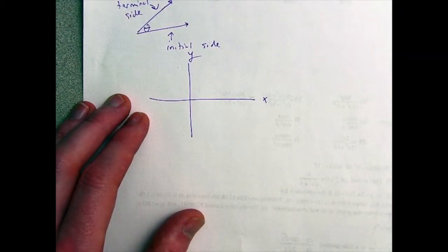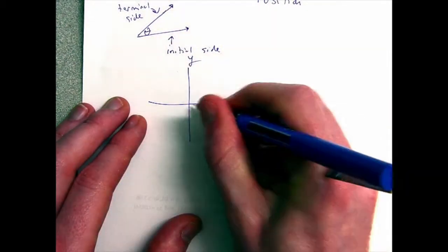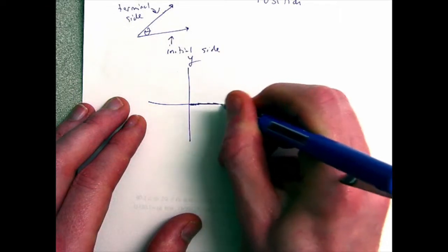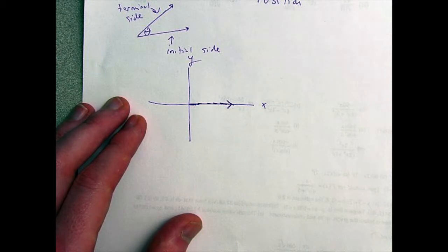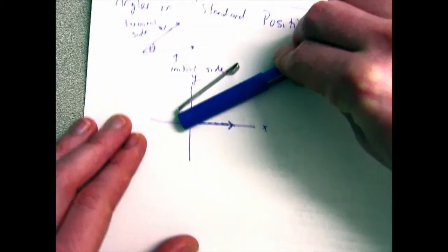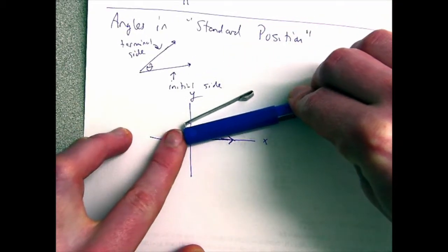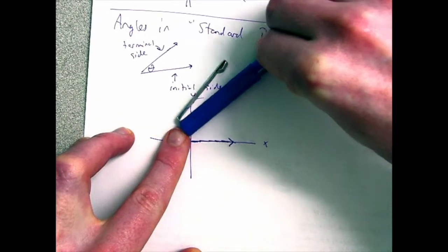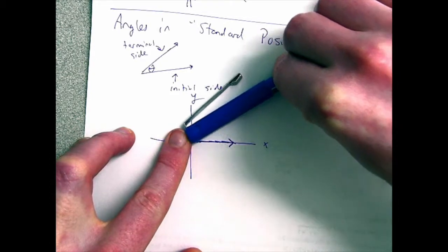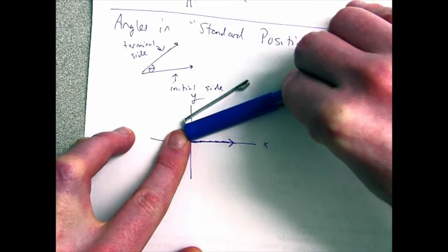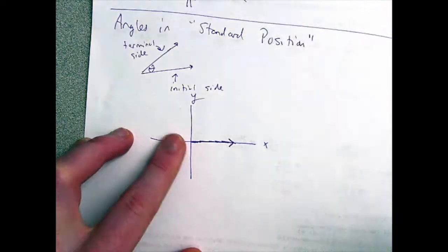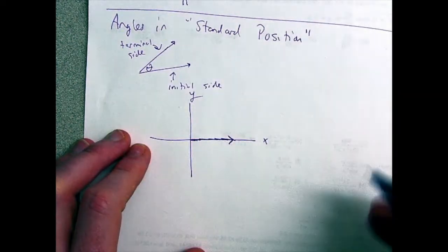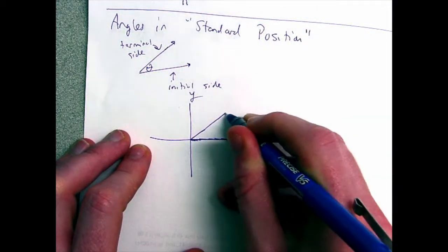What you do is you place the initial side of the angle along the positive x-axis. So no matter what your angle is, you always put that initial side pointing in the positive x direction. And then you just open the terminal side as needed to create the desired angle. The corner of your angle is at the origin, and you move the terminal side as needed to create your angle. So this angle here, put in standard position, looks like maybe something like this.